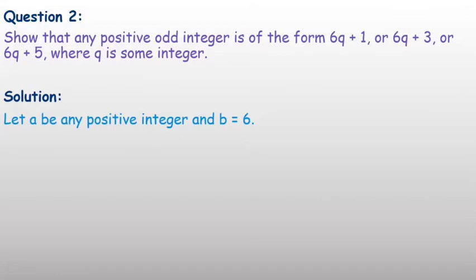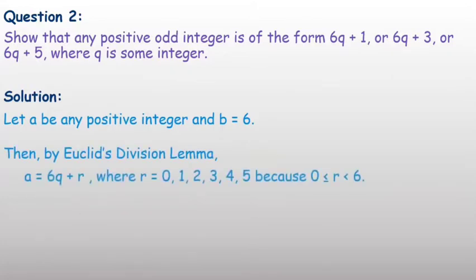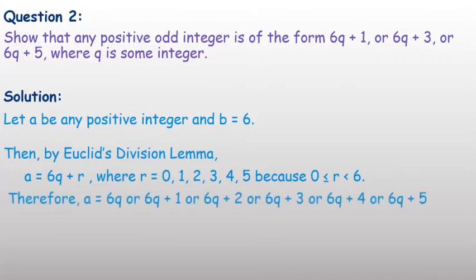If any number is divisible by 6, the remainder is 0. Otherwise, remainder will be 1, 2, 3, 4 or 5. Therefore, possible values of remainder is 0 to 5. So, any positive integer can be written in the form of a equal to 6q plus r, where r equal to 0, 1, 2, 3, 4 or 5.